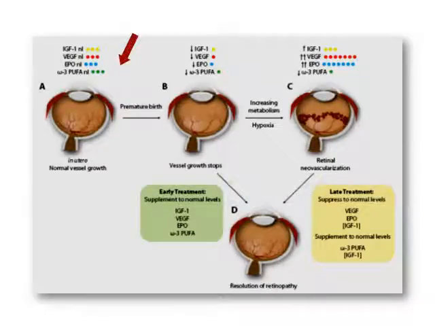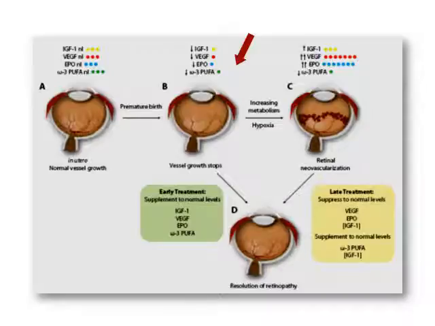In utero, new vessel growth is stimulated by the vascular endothelial growth factors. If premature birth occurs, the vascular endothelial growth factor will be down-regulated together with other growth factors. Increasing metabolic demand and hypoxia will result in a reflex increase in most of these growth factors, which will result in secondary retinal neovascularization.